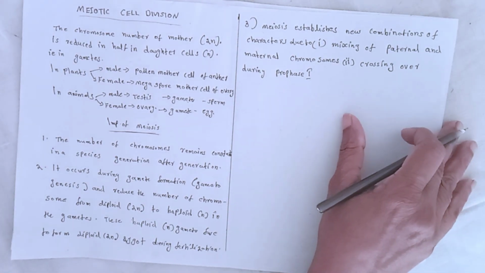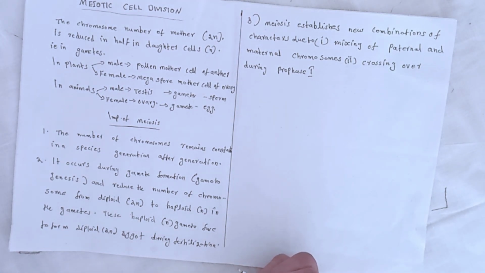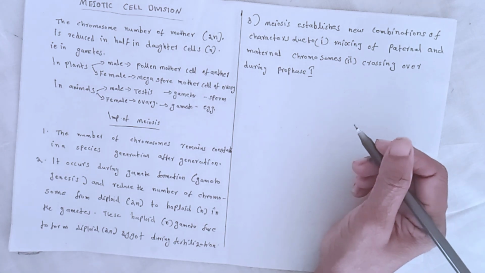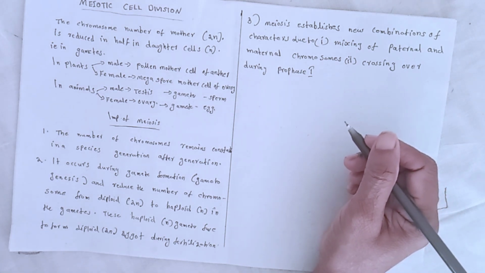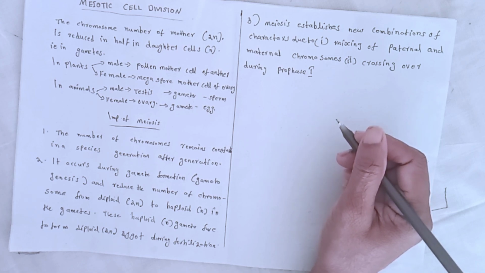There are two chances for variation: the mixing of paternal and maternal chromosomes, and the second scenario, the crossing over, which occurs in the pachytene stage of prophase 1 and also causes variation. Variation is the difference in characters seen in individuals from their parents. Variation is the basic unit for evolution.